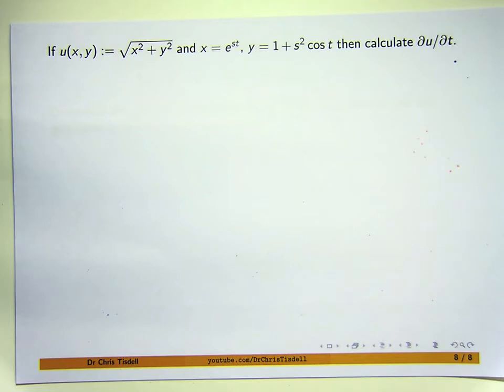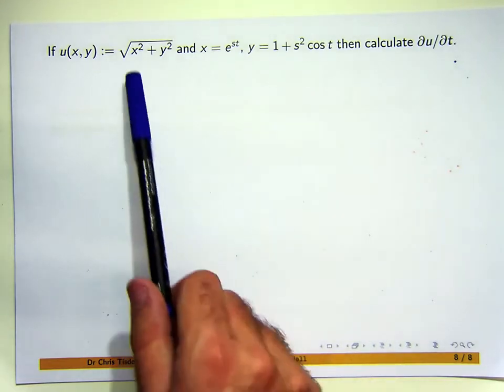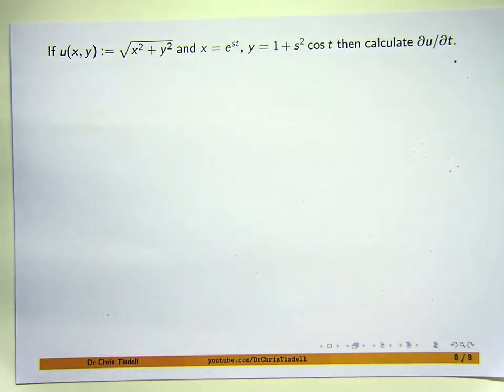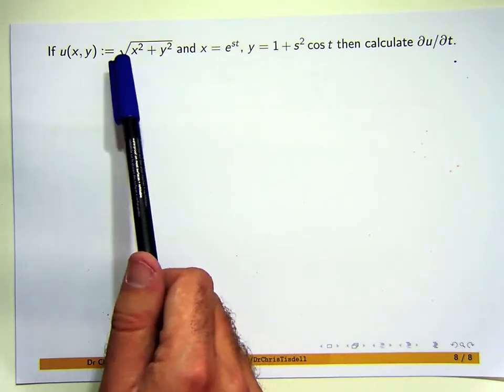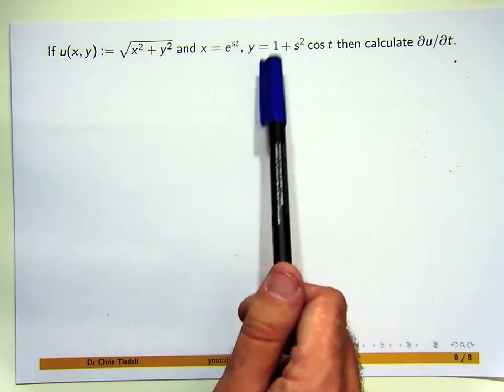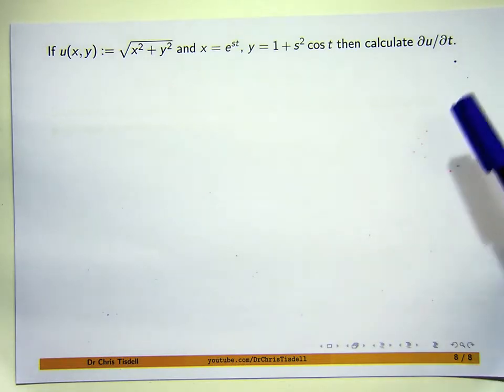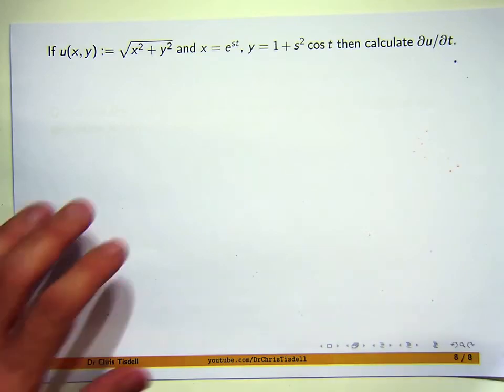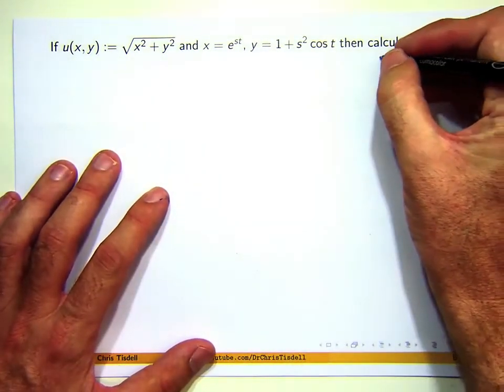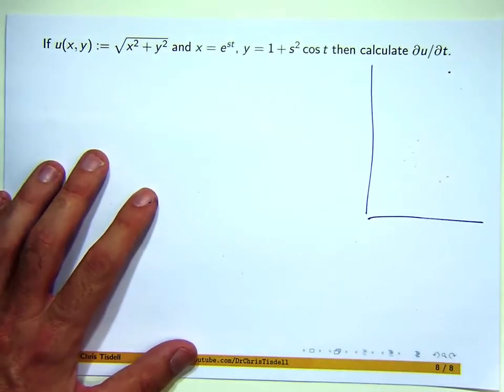Here we have u depends on two things, x and y, and x and y depend on two things as well. So think of x and y as intermediate variables, because ultimately x depends on two things, s and t, and y depends on two things, s and t. So you can think of u really, ultimately, as a function of s and t. Now, if we want to find this partial derivative du dt, how do we do it?